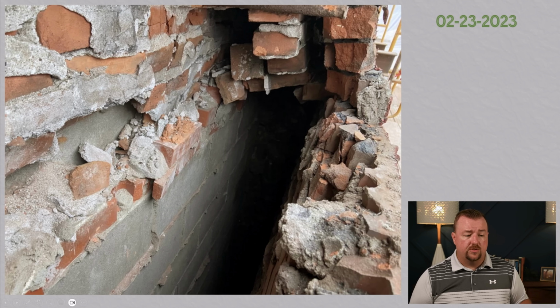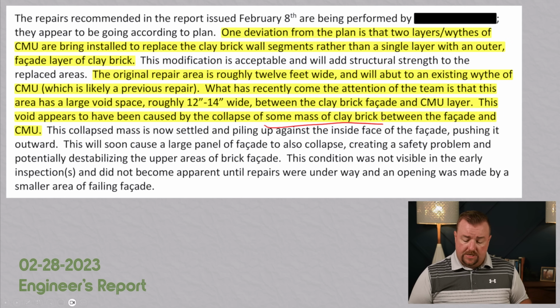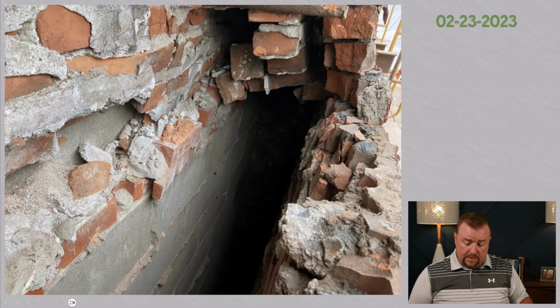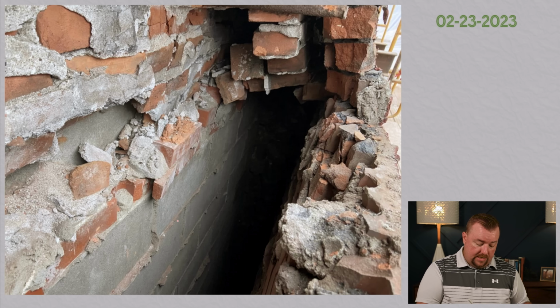Here is the picture that he's talking about. This was taken 5 days before the report was written. They took this photo on February 23rd, 2023. Now, here is the existing CMU. Okay, so that's existing.